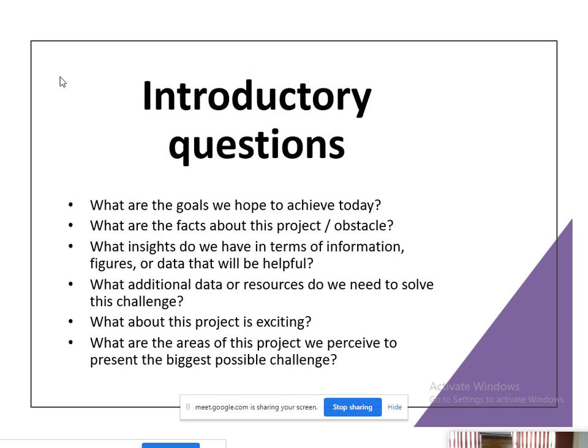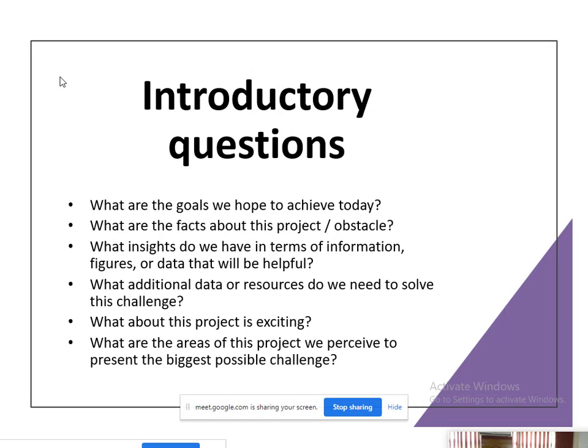The fourth point is, what additional data or resources do we need to solve this challenge? If we come up with any obstacles in the project, we should see what additional data or resources we can add to solve the problem. Fifth point is, what about this project is exciting? Whenever we launch a project or product, we should see what is exciting that customers will get attracted to. We should always keep in mind that whenever we are launching something, we can make it exciting via ads or anything, so that customers get attracted to buy that product.